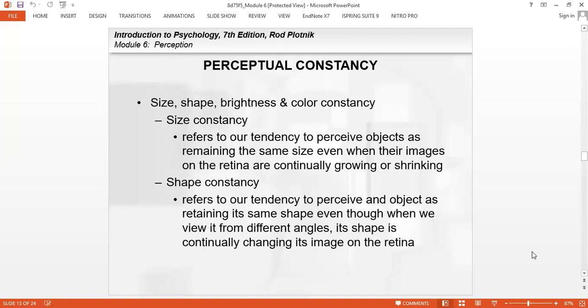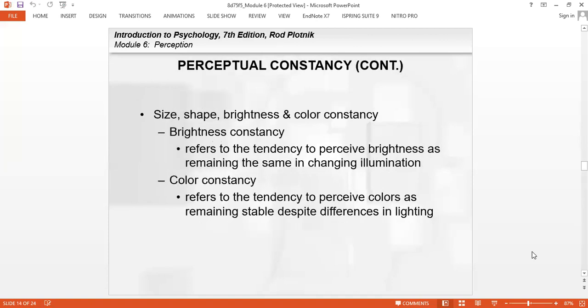Size, shape, brightness, or color constancy. Size constancy refers to our tendency to perceive objects as remaining the same size even when their images on the retina are continuously growing or shrinking. Shape constancy refers to our tendency to perceive an object as retaining its same shape, even though when we view it from different angles, its image on the retina is continually changing.